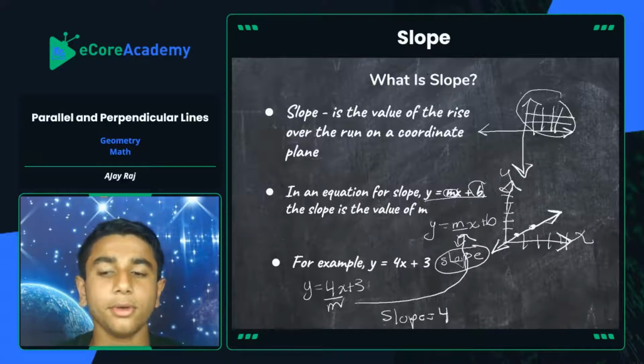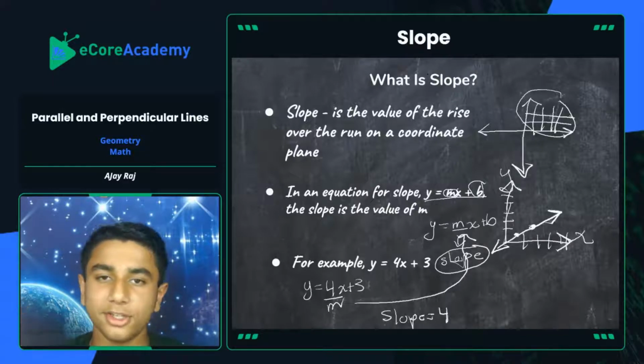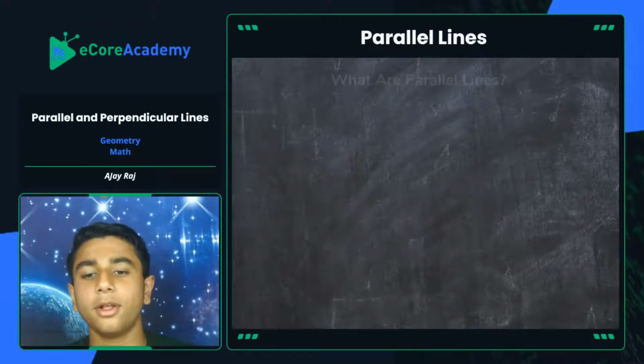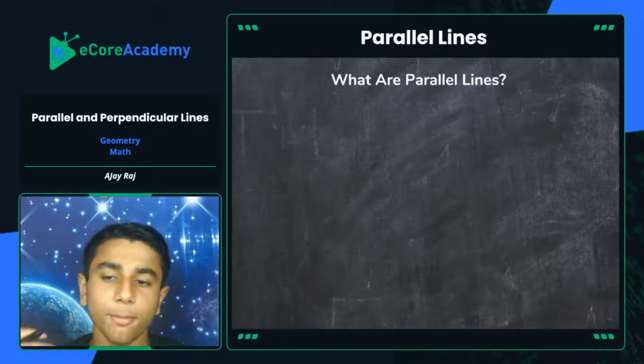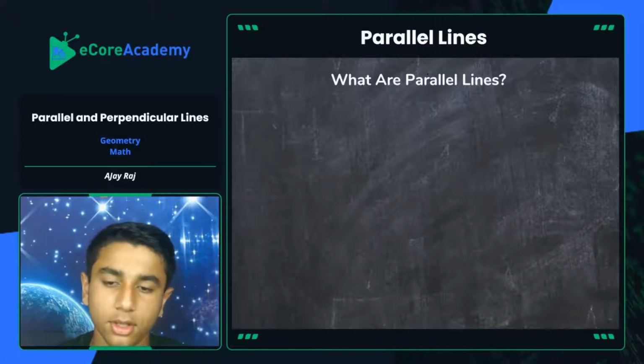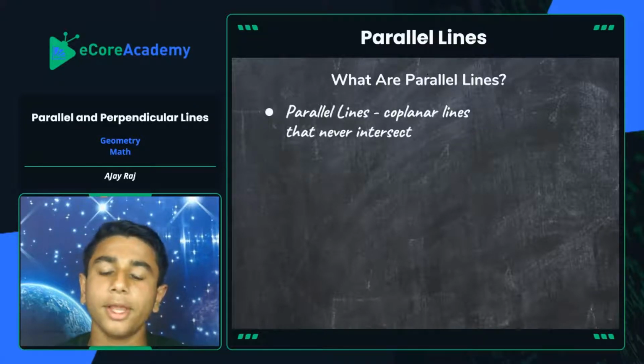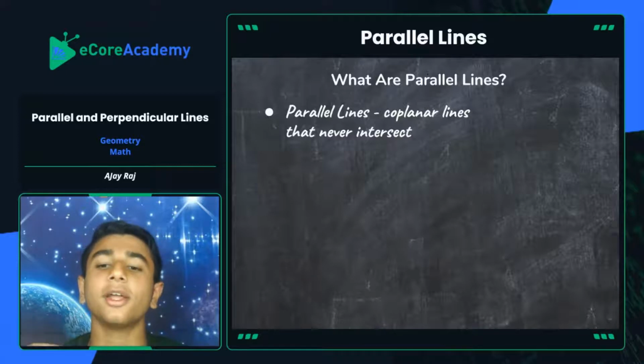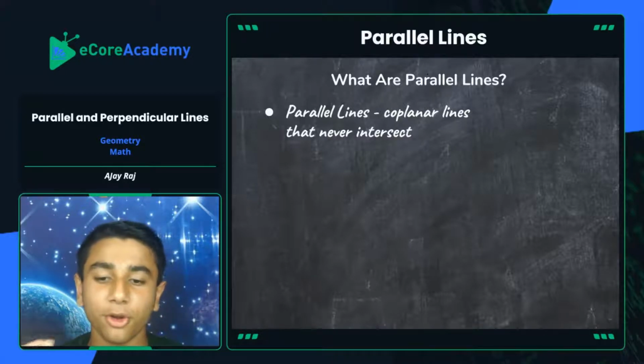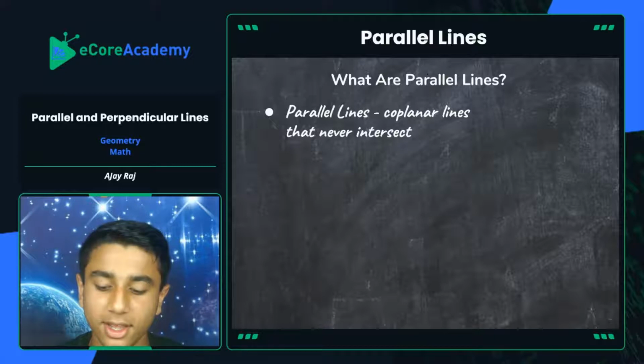All right, so now that we know what slope is, we can actually go and digest what parallel and perpendicular lines are. So let's start off with parallel lines. What are parallel lines, and what makes two lines parallel? Well, parallel lines are coplanar lines that never intersect.